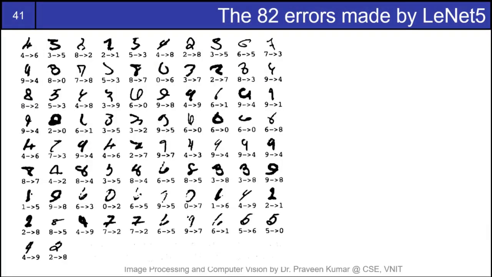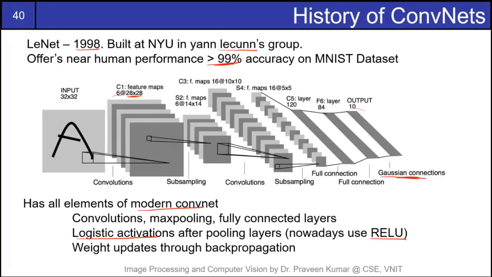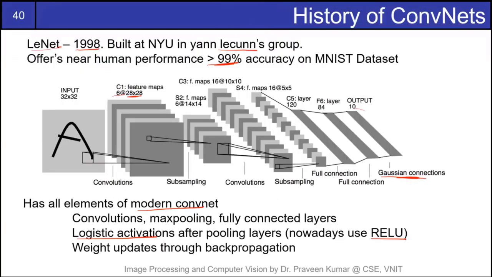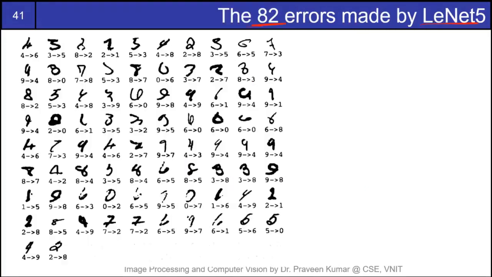And the number of errors made by this, of course, they improved. There are different versions of this. The first version was in 1998, and after some years they improved it, and probably the best version was called LeNet 5, and it only made 82 errors out of those 10,000 test samples. I think it had a 50,000 training and 10,000 test data set. So out of those 10,000, only 82 errors were made.